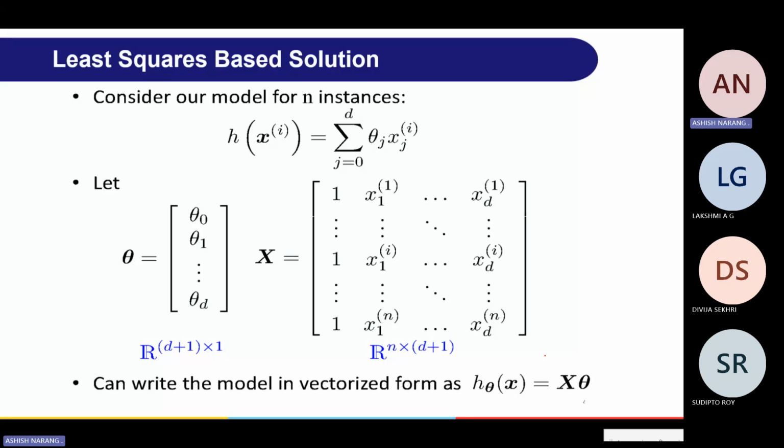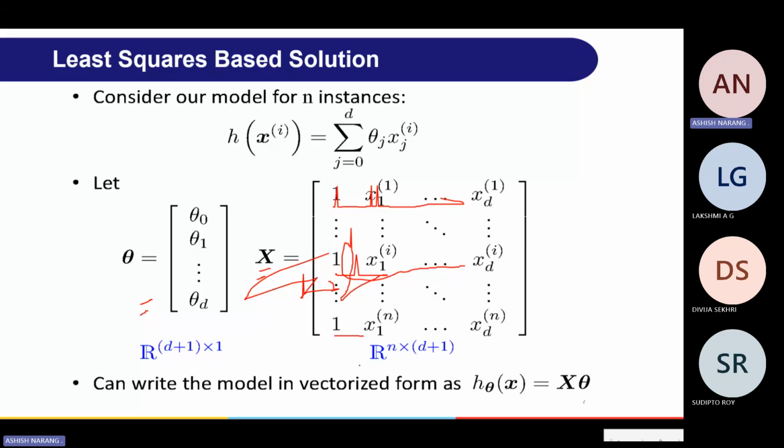Now, let's expand this further. We already know this is my theta vector, which I can write like this. X is a set, a complete data set that I'm talking about. This is the first row of the data set, this is the second row, sorry, dth row, and this is the nth row. So basically, if I look at the theta, it is a D plus 1 cross 1 matrix. And if I look at the data set, it is an N cross D plus 1 matrix.